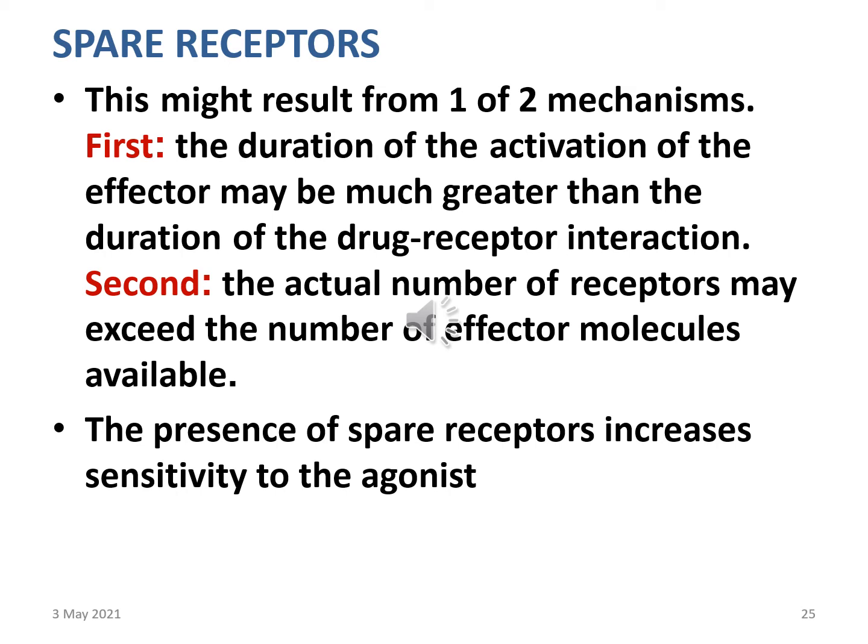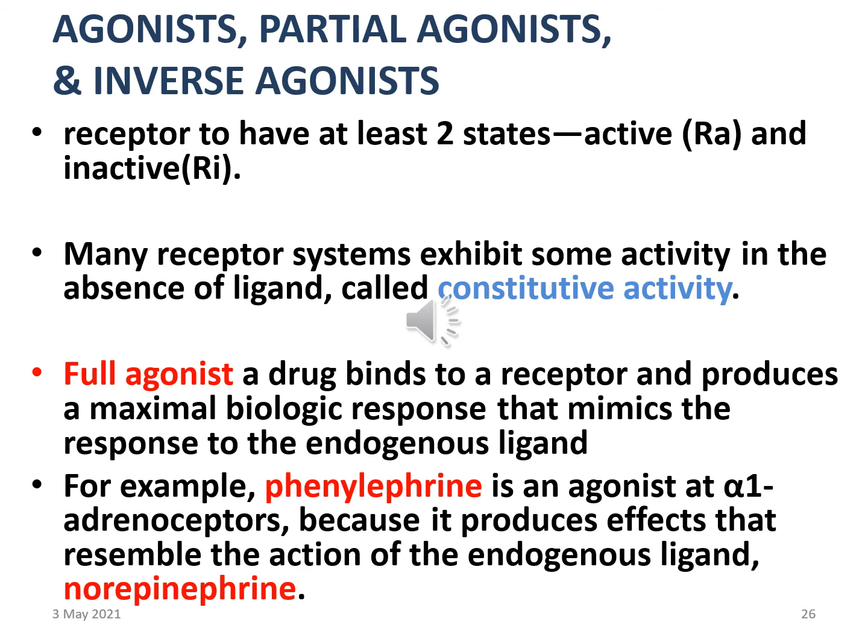Now, agonist, partial agonist, and inverse agonist. Receptors have at least two states, active and inactive. يعني هو الريسبتور نفسه اكو عليه active واكو عليه inactive. Many receptor systems exhibit some activity in the absence of ligand called constitutive activity.